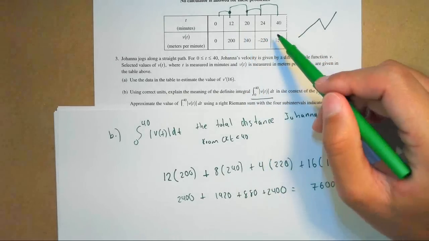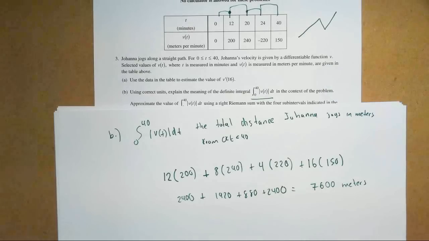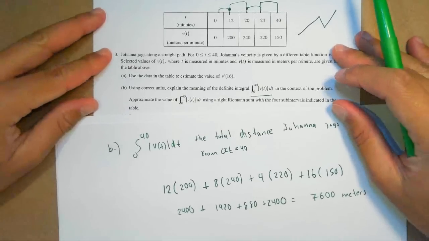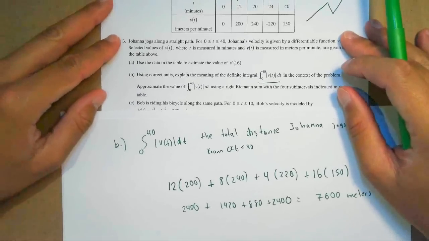the right endpoints. If they were asking you for a left Riemann sum, you would have used the left rectangles, which you could always watch one of the other videos to help you go over that. So now moving on to a few of the last questions.